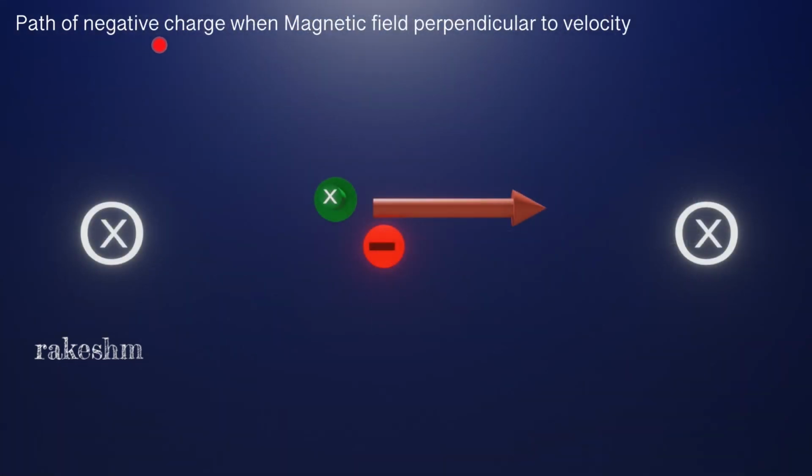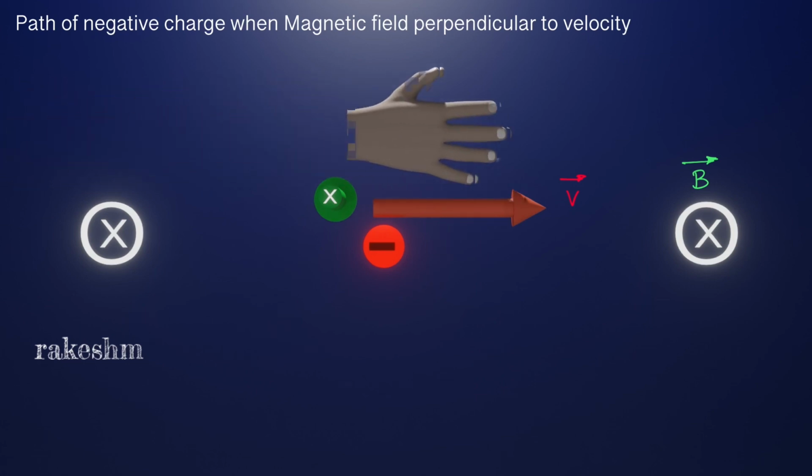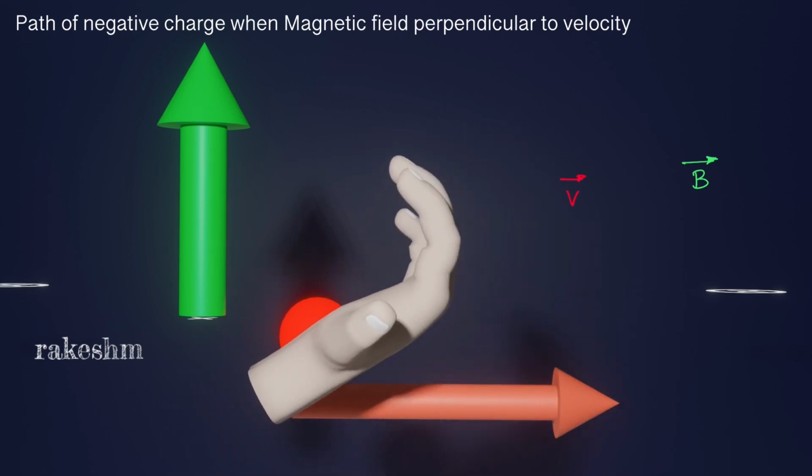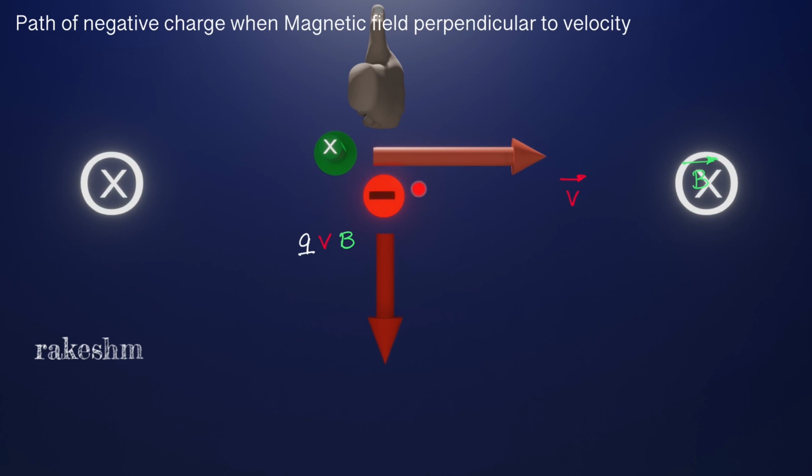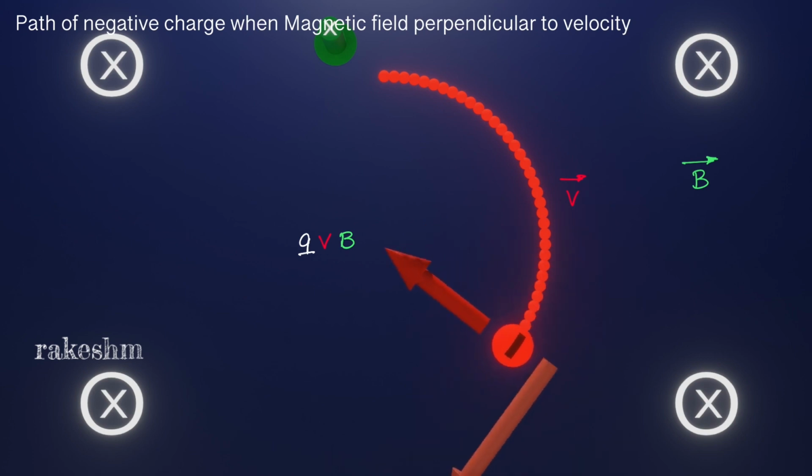Let us now look at the path of the negative charge when the magnetic field is perpendicular to its velocity. So this is a negative charge, this is the direction of its velocity and the magnetic field points into the plane of the paper throughout this region. Find the force on the negative charge using the right hand thumb rule. As this is a negative charge, the force vector points opposite to the direction of the thumb. The path of this charged particle is a circle of radius r equal to mv by qB.